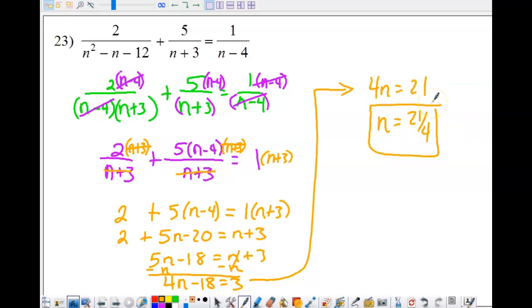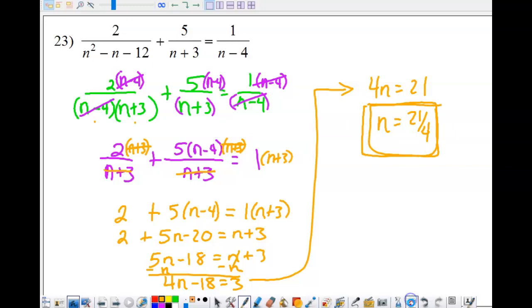And the only thing that would end up making these denominators equal 0 would be -3 or +4. And my answer is neither one of those excluded values. So therefore, my answer is correct and a good solution.